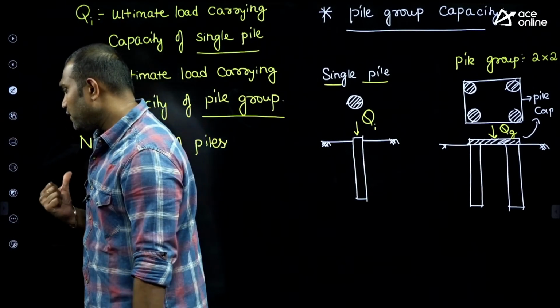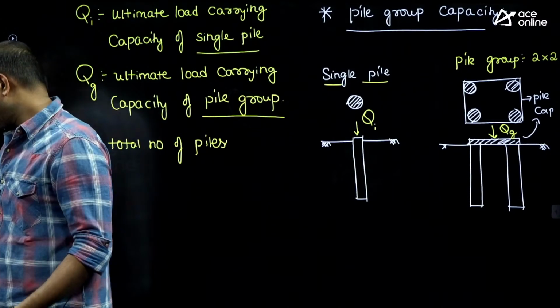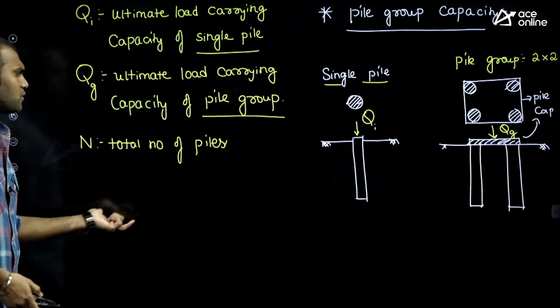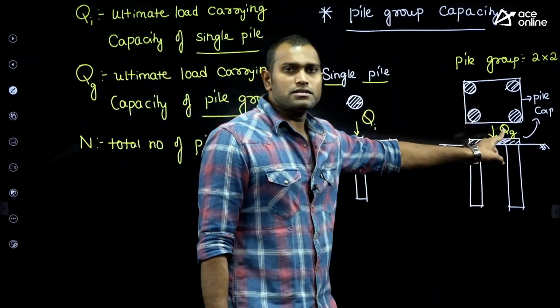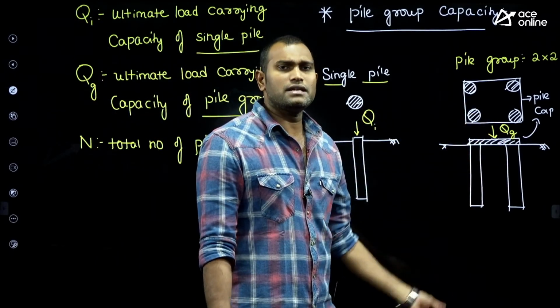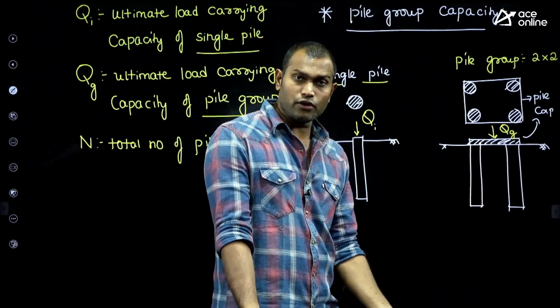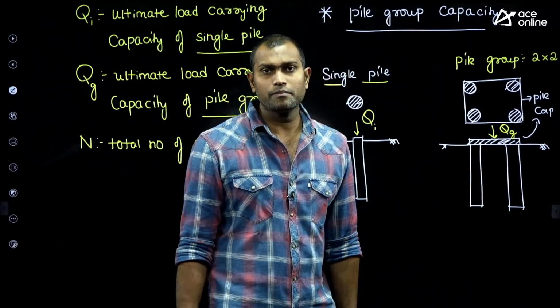Do you think it is going to be 4 into Qi? What is the 4 over here? That 4 is nothing but the total number of piles. So 1 pile is Qi, now there are 4 piles. Sir, 1 pile Qi, now 4 piles are there, 4 into Qi, then the group capacity is 4 into Qi. Is it going to be?